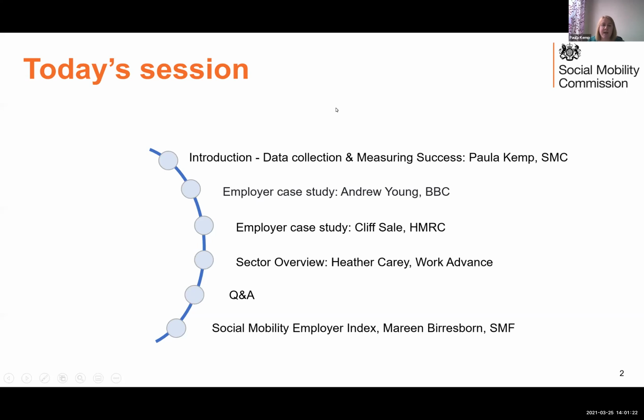Joining us today, we have Andrew Young from the BBC, and Andrew will share insights into how the BBC have used data to inform their decisions, and what else they're doing in this space. We're then joined by Cliff Sale, who will go through a similar journey, but the same journey with different challenges, and he'll share what HMRC have done, which has led them to be a Social Mobility Award winner. And then we're joined by Heather Carey of Work Advance.